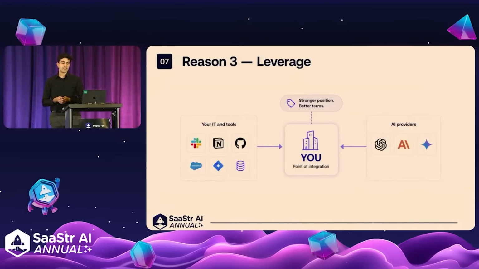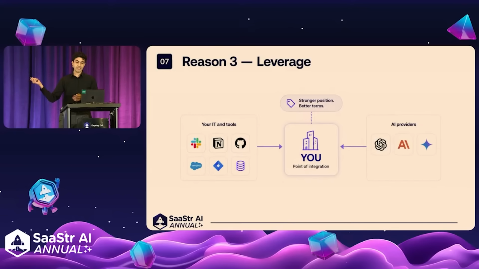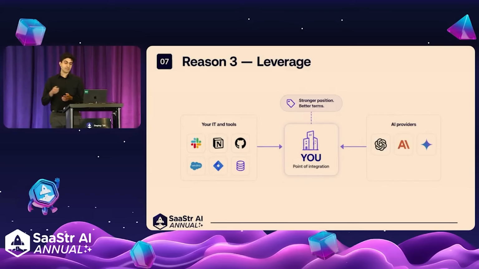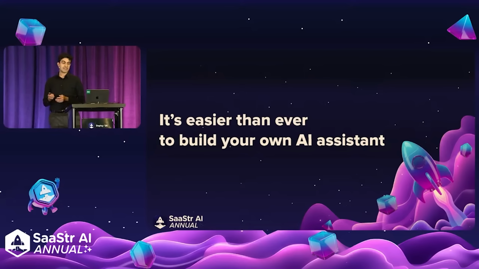Third one is leverage. If you are the point of integration as a company for all your tools, then you have options. Instead of Slack, you can use Microsoft Teams. Instead of Notion, you can use something else. Instead of using OpenAI models, you can use Anthropic models. You can negotiate better. But if you're locked into a walled garden, then your negotiation position will go down. And it's easier than ever with AI to build your own AI assistant.